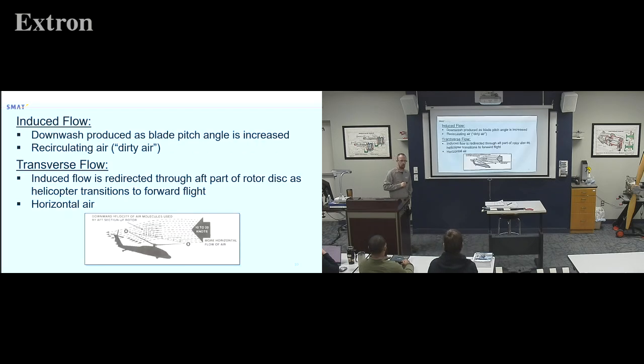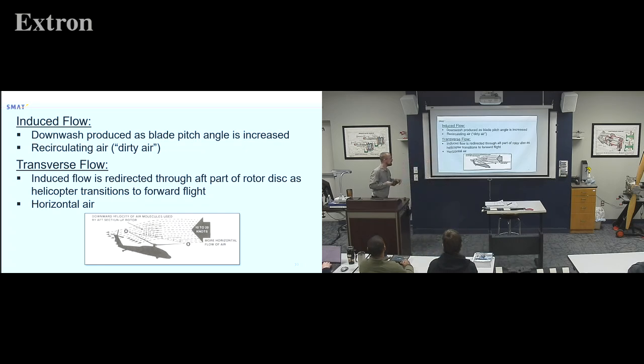We have induced flow, we have transverse flow. Induced flow is the downwash produced as blade pitch angle is increased. Recirculating air, dirty air, okay? So a helicopter comes in, getting close to the ground. What's happening? It's taking in that dirty air, recirculating, okay? And that could be potentially dangerous.